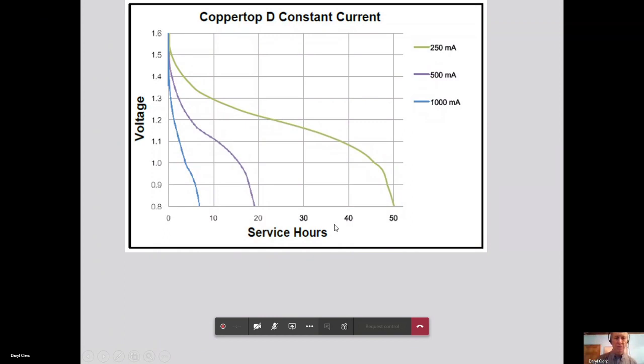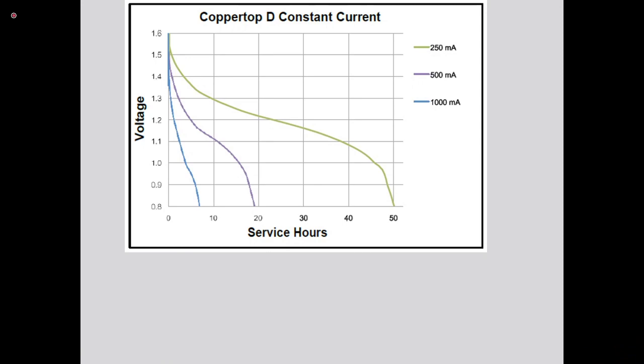And if it's also put in a flashlight that has this huge light bulb that shines like 500 feet away, it drains a lot of current out of the battery, and that'll use it up pretty quick. So these discharge curves here measure the voltage as a function of time in hours. Service hours is how long the battery was actually used.